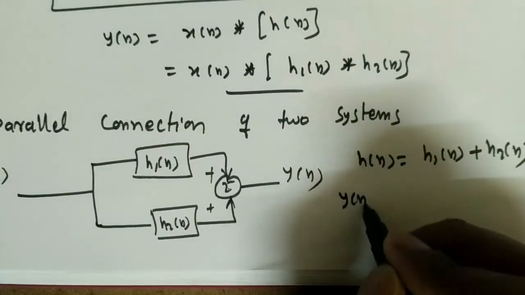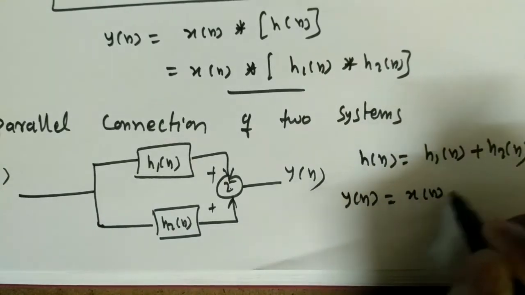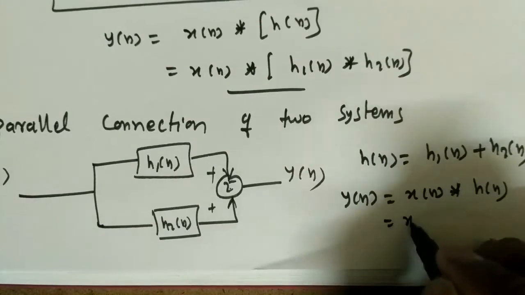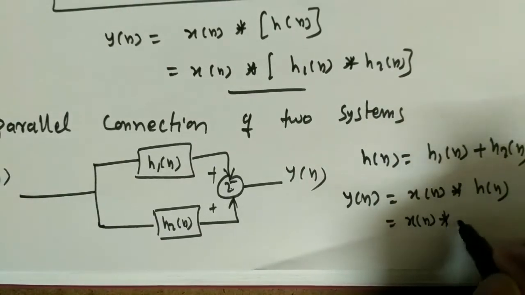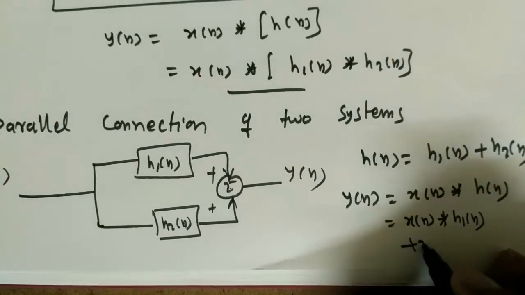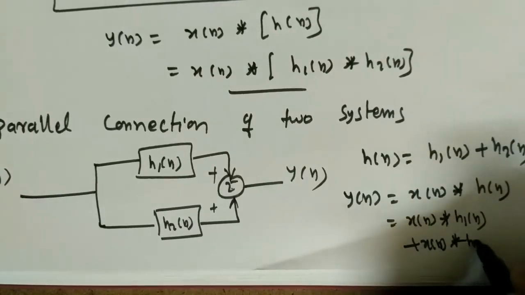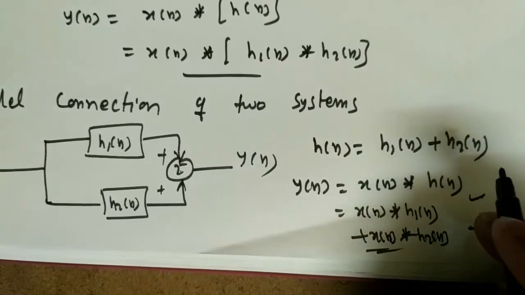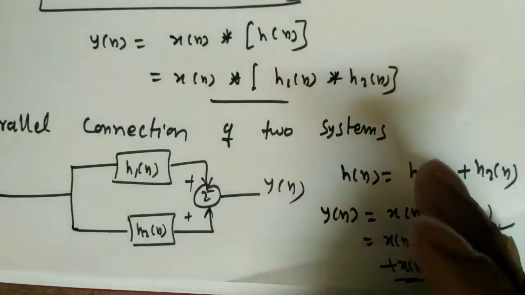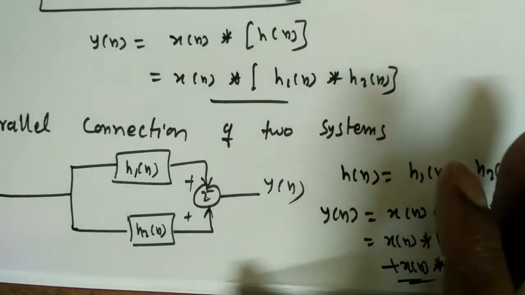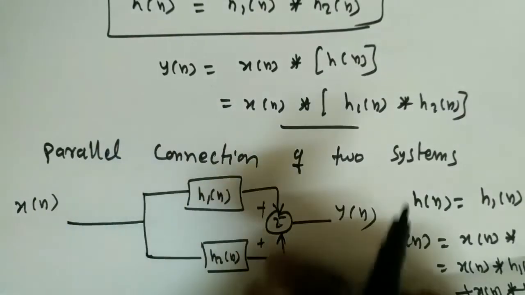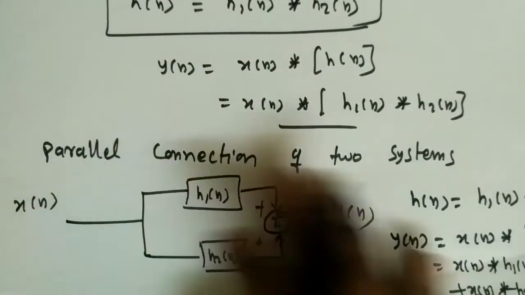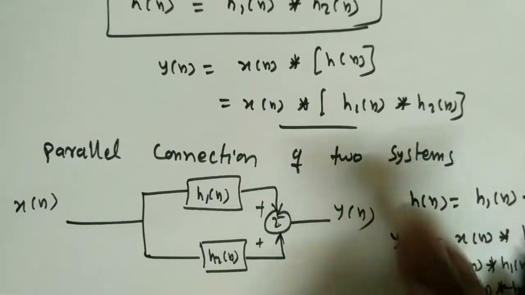Or suppose y of n is equal to x of n convolved with h of n. What is h of n? Summation of these two, so that will become x of n convolved with h1 of n plus x of n convolved with h2 of n. But we will never do it like this. What we consider is the Fourier transform of the systems, then we can easily find the total frequency response. Then from that frequency response we can find either the input or output response depending on the question.